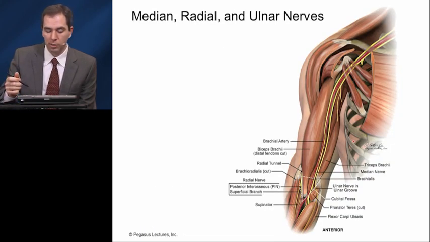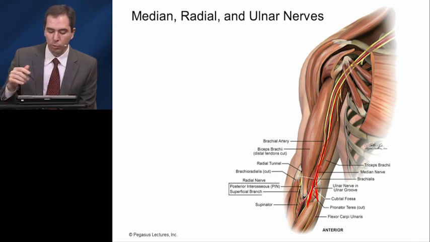Now let's look at the median, radial, and ulnar nerves in the arm. All of these represent the terminal branches of the brachial plexus. The ulnar nerve we'll look at first. The ulnar nerve travels through the arm, and it's going to run posteriorly to the medial epicondyle through the cubital tunnel, and we'll cover that a little bit later. And then the median nerve is going to run through the antebrachial fossa with multiple potential sites of compression as it runs through this region of the elbow.